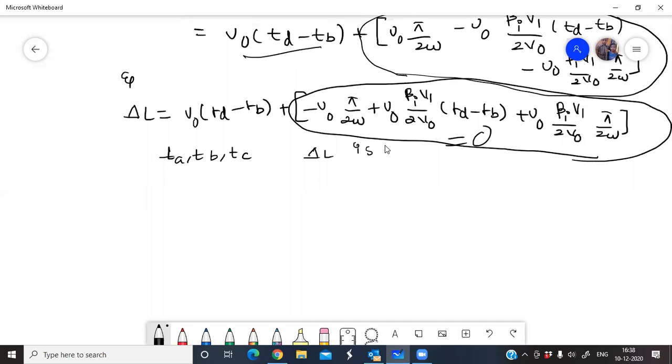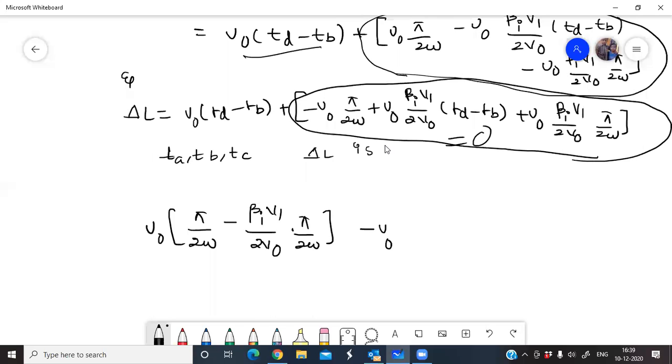Now, continuation. Whenever that is equal to 0, that means V naught, I want to take V naught as common: V naught into pi by 2 omega, minus beta I V1 by 2 V naught into pi by 2 omega, minus V naught into beta I V1 by 2 capital V naught into TD minus TB equal to 0, right? This is equal to 0. That is the necessary condition.